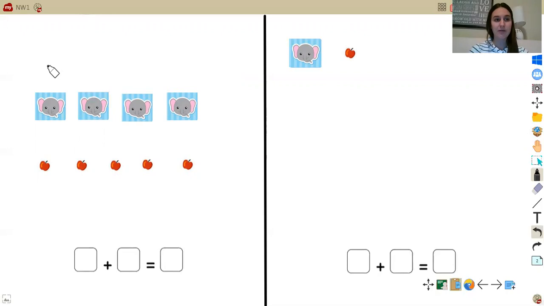So let's follow along as I label 1, 2, 3, and 4. So I see that I have a total of 4 big stickers. So I'm going to put the number 4 right here in my first box. And then I'm going to count and label my small stickers.